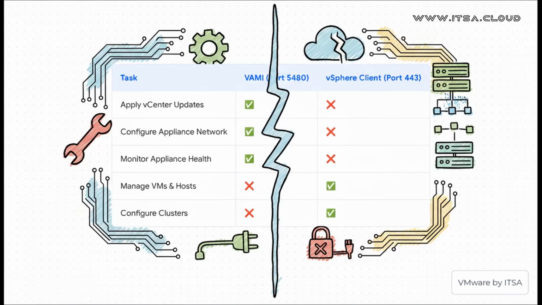This table just lays it all out perfectly. You need to apply a critical security patch to vCenter? That's a job for the VAMI, port 5480. Need to change the appliance's DNS servers? VAMI again. But if you're managing virtual machines, adding hosts, or setting up a cluster, well, that's all done exactly where you'd expect, in the vSphere client on port 443. See, it's a really clean split. One manages the foundation, the other manages the building.